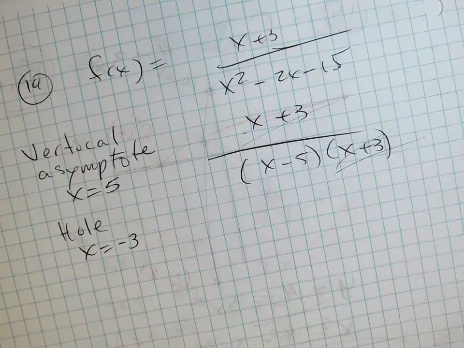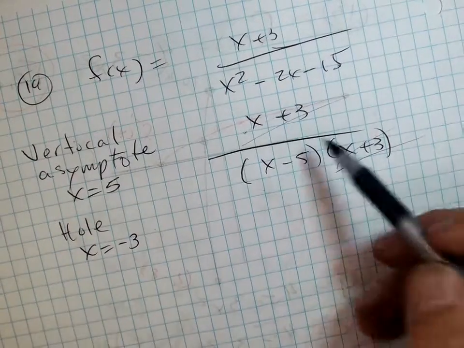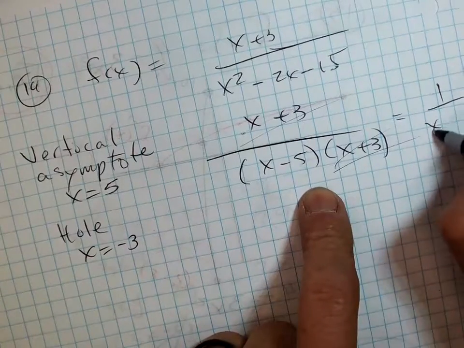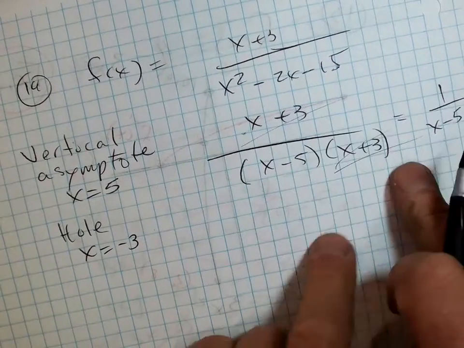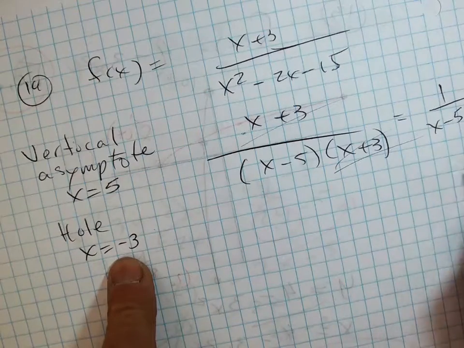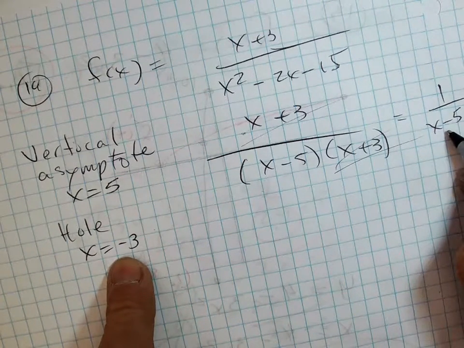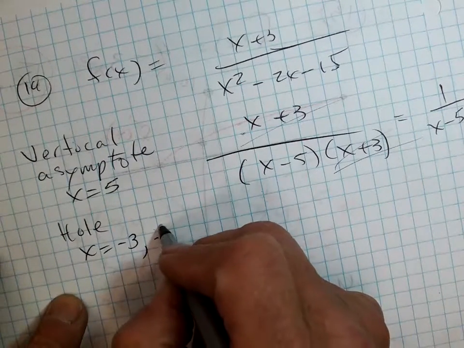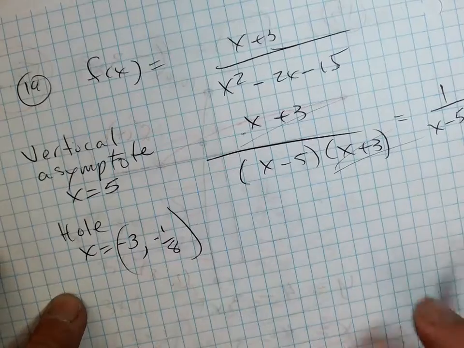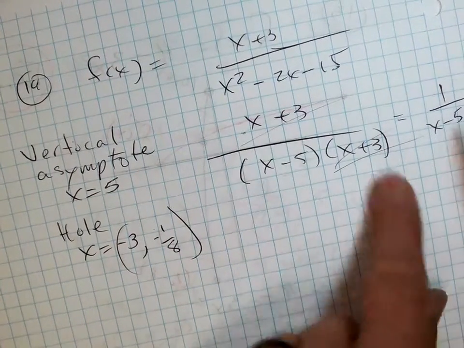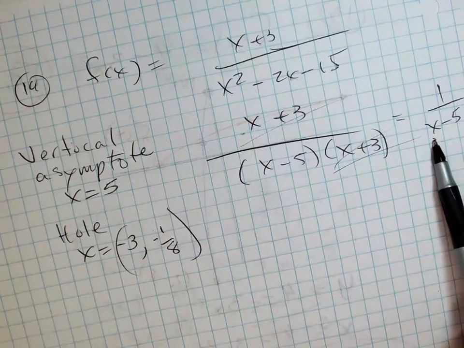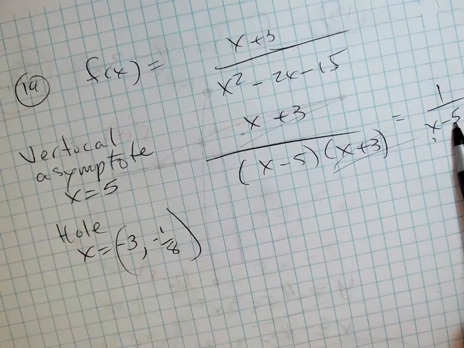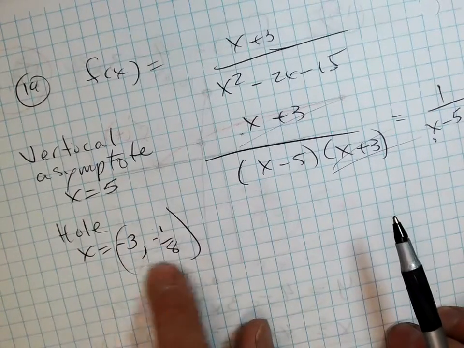Now the coordinate of my hole is this. If I cancel out, if I remove the problem, it would look like this. Cancel, cancel. And if I plugged in negative 3 right here, I'd have 1 over negative 8. So my hole is at negative 3, negative 1/8. I'll do it again. After I get rid of the problem, I can plug in negative 3 right in here without dividing by 0. Negative 3 and negative 5 makes a negative 8. So the coordinate of my hole is at negative 3, negative 1/8.